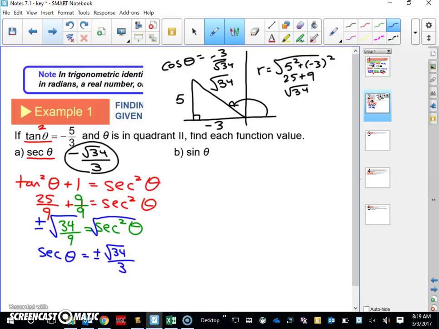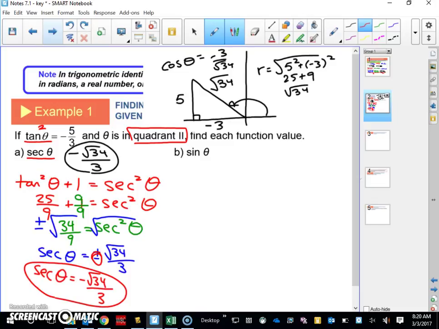At this last step, you would say, oh wait a minute, we're in the second quadrant. What do we know about secant? Remember, secant goes with cosine. What do we know about cosine and secant in the second quadrant? It's negative. So we would know that secant theta is negative square root of 34 over 3. That's kind of a lot of work for something that we already knew how to do by drawing a picture, but that's what this chapter is about. We're solving the same problem, but we're doing it algebraically instead of geometrically.